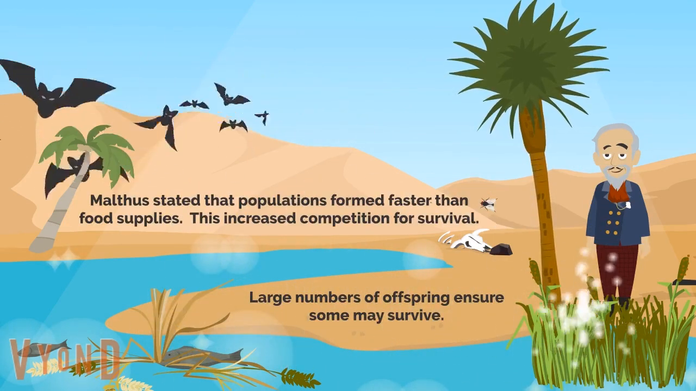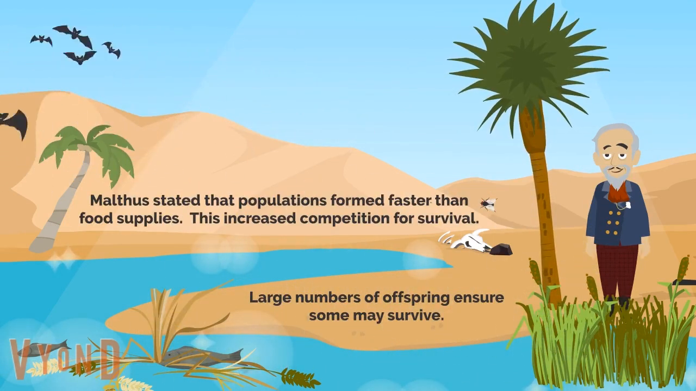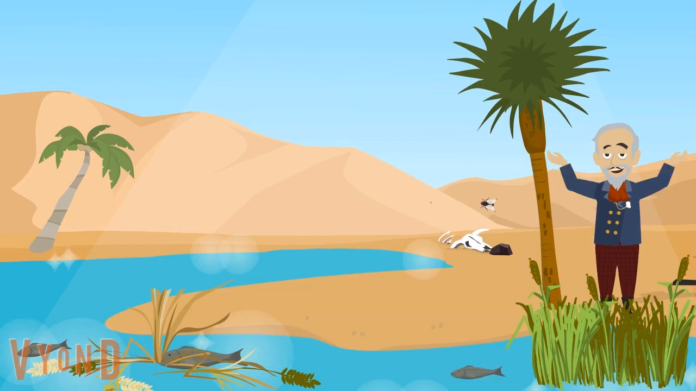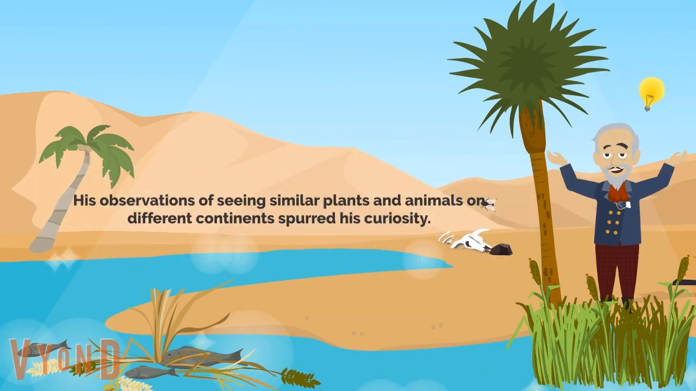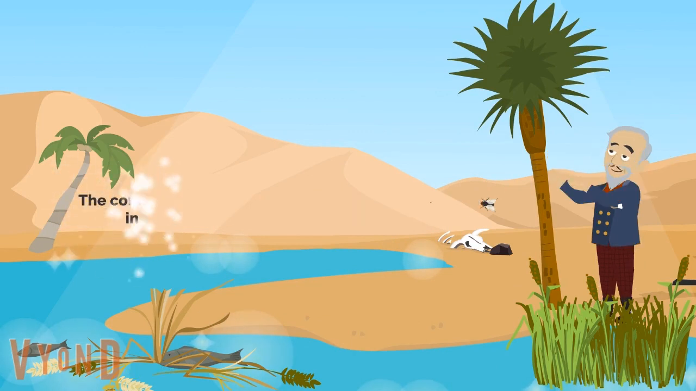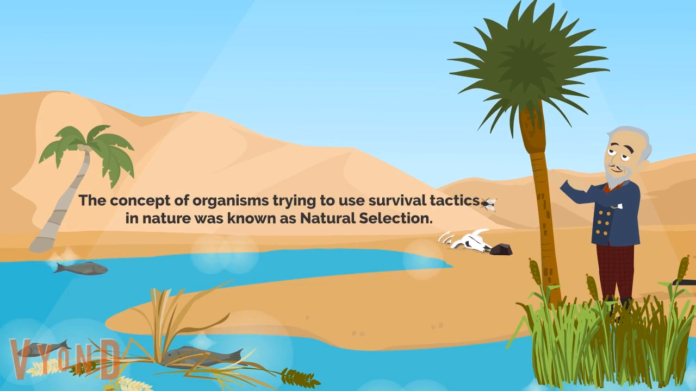Malthus knew that populations grew faster than food supply, thus developing competition and the fierceness of survival by animals. Also, his observations of seeing very similar plants and animals on different continents spurred his curiosity. The concept of organisms trying to use survival tactics in nature was to become the concept of natural selection.